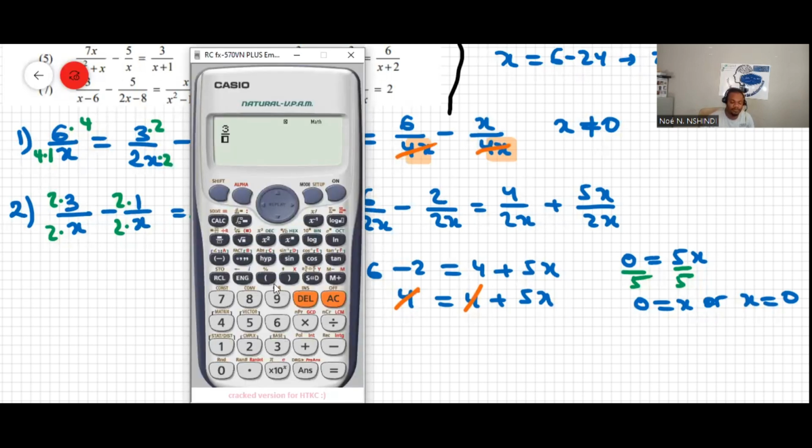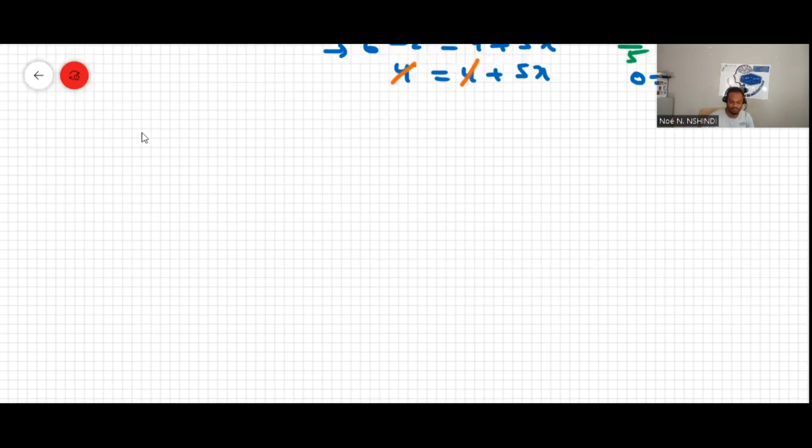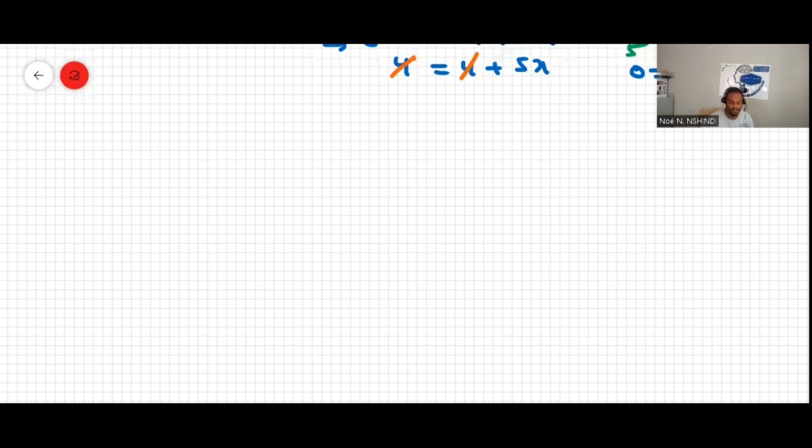3 over 0, this is math error, okay? It means no solution. So we can say here, no solution. No solution. Move on and then do question 3.